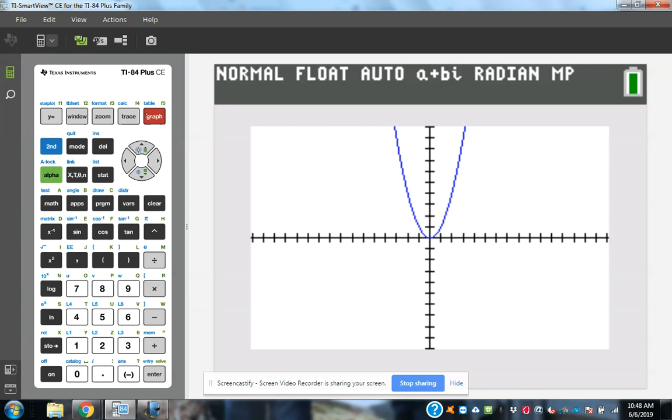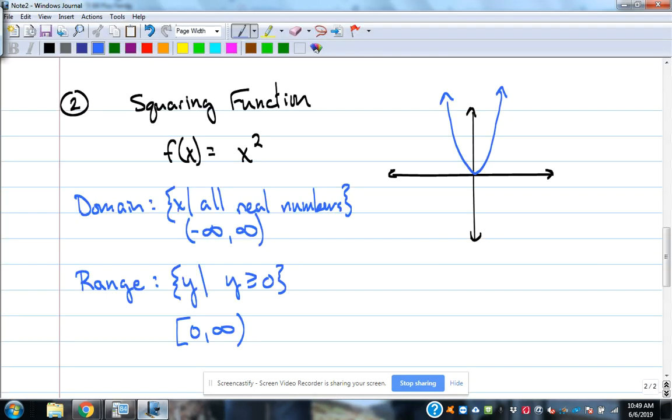Any equation that has f of x equals or y equals, we can graph with our graphing calculator. So we're getting into the basics of learning to do some of that stuff. Okay, so we get the squaring function. We see that nice little picture of that.